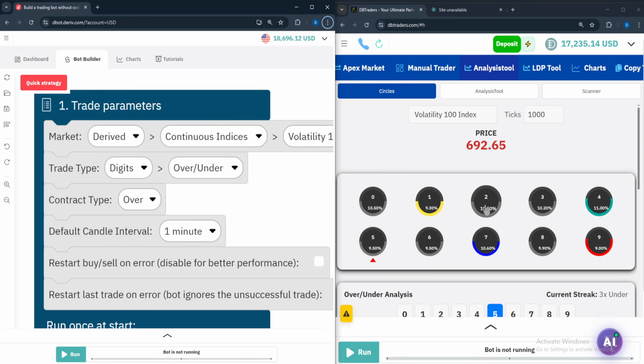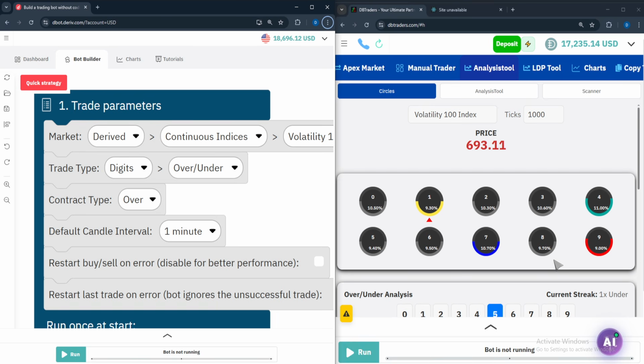Under 5. The first condition, I'm going directly into it without wasting time. Ensure 5, 6, 7, 8, and 9 are all below 10%. Here we have to be absolutely strict, okay? As you guys know, right now the market on my screen is Volatility 100. You can see 5 is good, 6 is good, 7 is a bit higher than 10%, 8 is good, and 9 is good. So if all of them could be below 10%, that could be amazing.